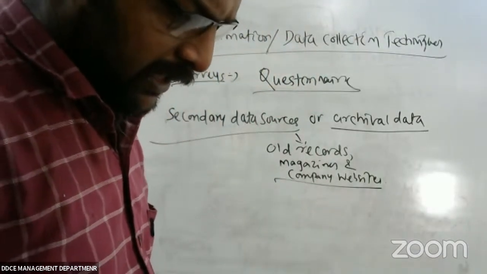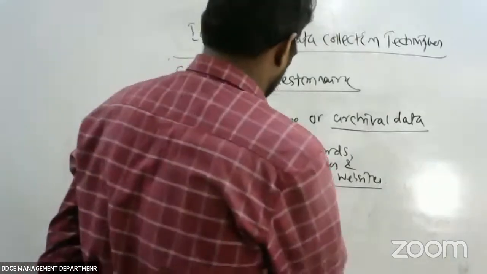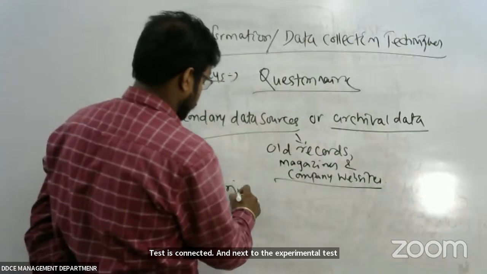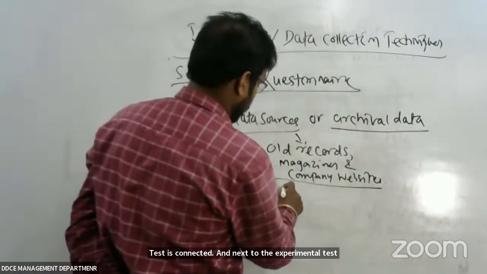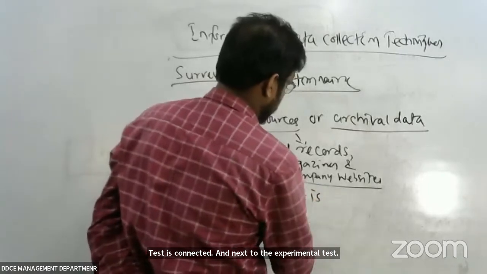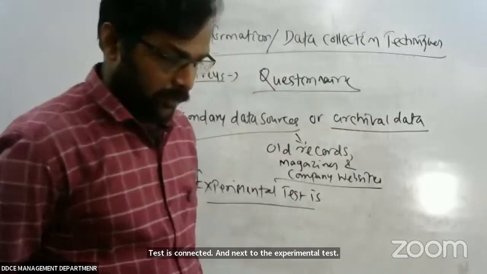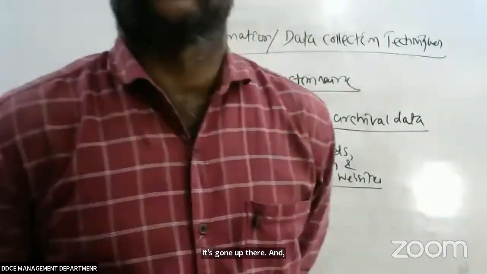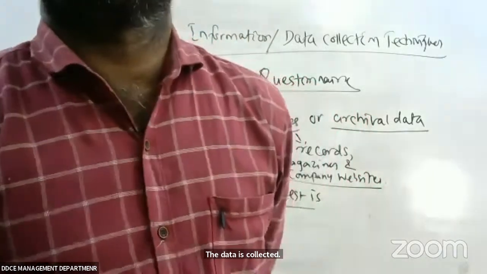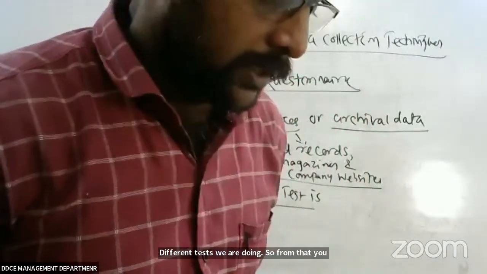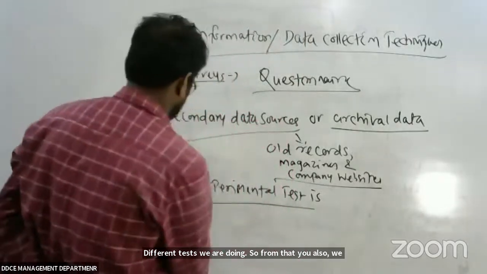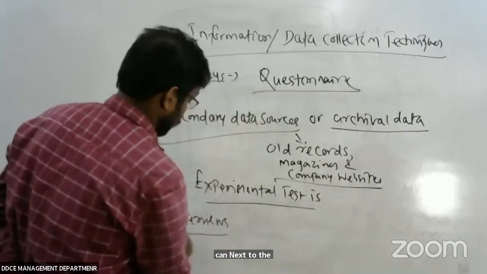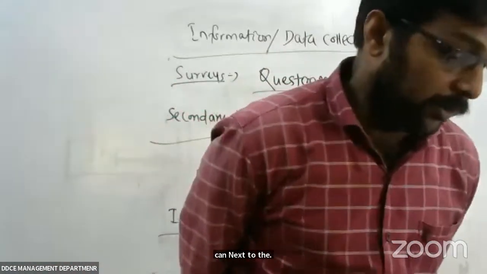Next are objective measures. An experimental test is conducted and the data is collected. We do different tests, and from that we can collect the data. Next is through interviews.